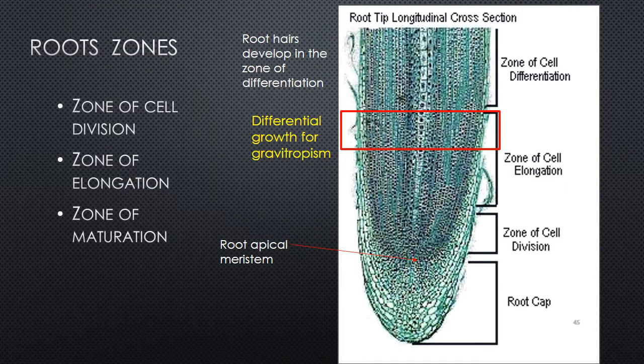So if you remember these three zones of the root, we have our cell division, elongation, and maturation zone. When we're looking at this, the root cap is down here, so this is where gravity perception takes place. That information has to travel all the way up here to what we call the distal elongation zone, the top of the elongation zone, and that's where differential growth occurs for gravitropism.